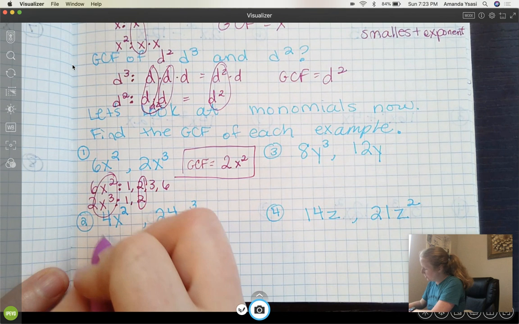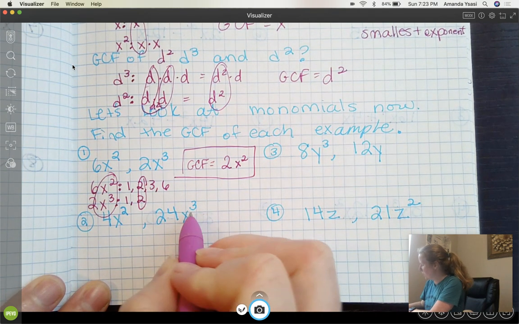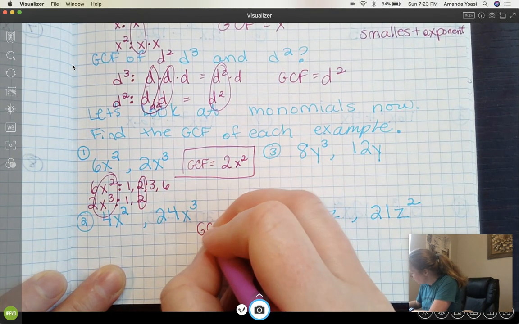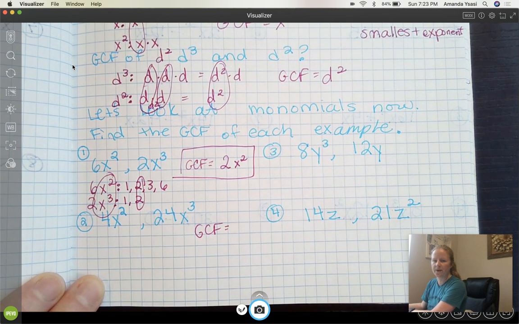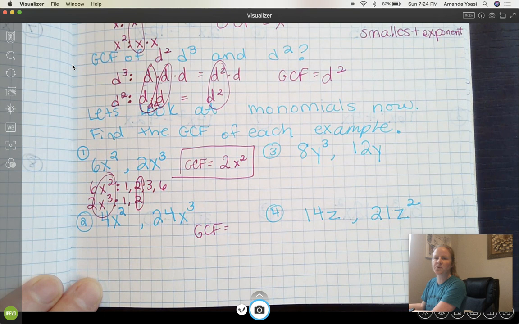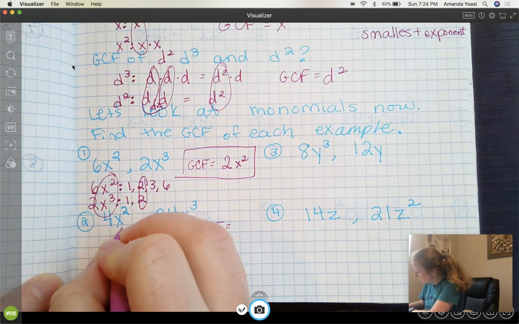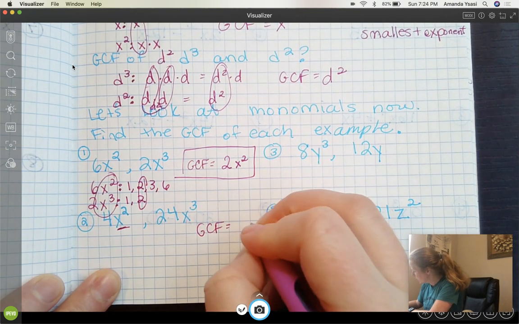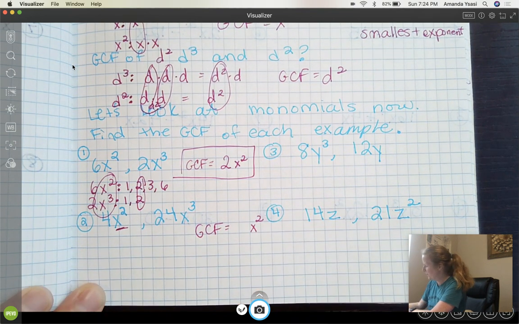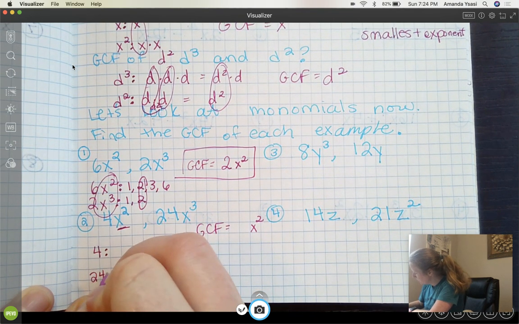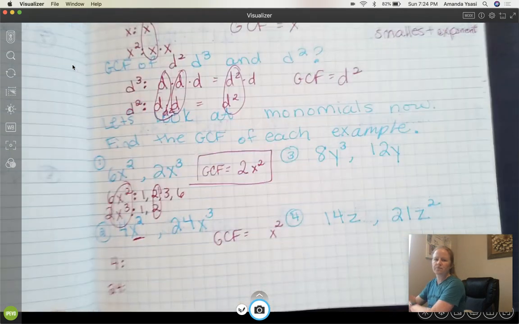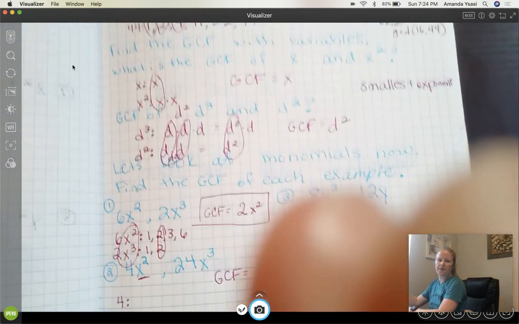squared. And number 2, we have 4x squared and 24x cubed. So whenever I do my GCF, I'm not going to write the whole term. I'm only going to look at the numbers because with the variables, we're picking the smallest exponent. So our smallest exponent is at x squared. I'm going to leave a space and then put x squared. Then I'm going to put 4 and 24.